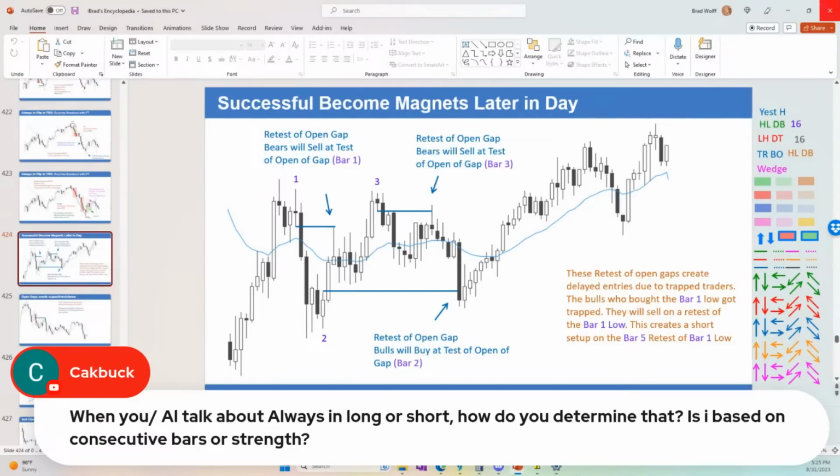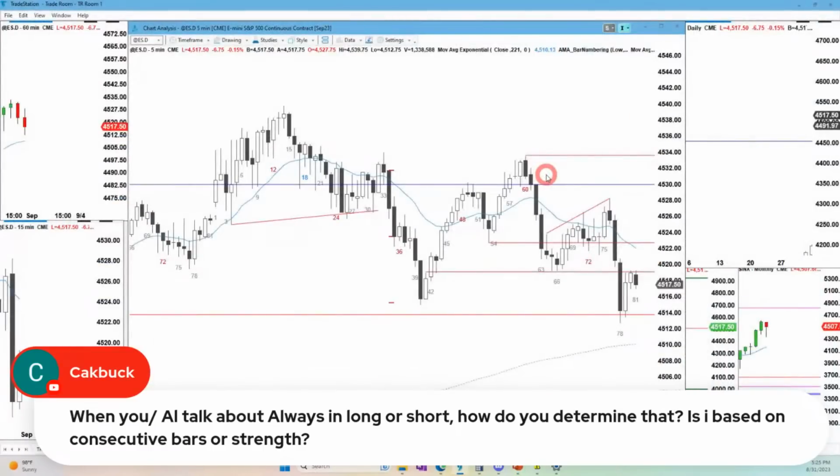I don't know if that's helpful or not, but with always in, what I would focus on is understanding the difference between minor and major reversals.